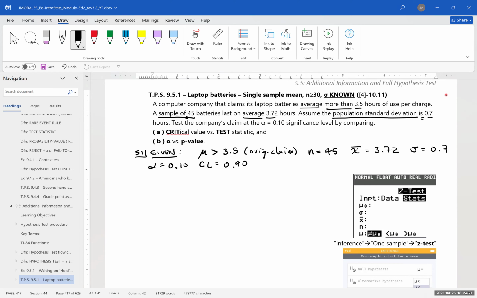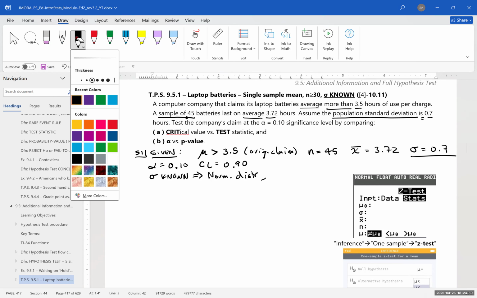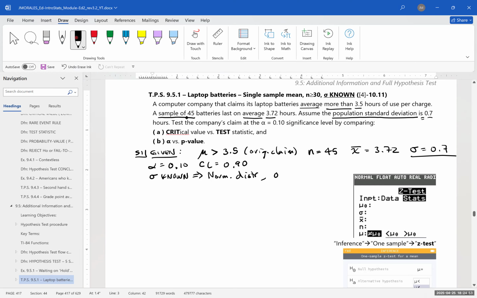Now, the thing to point out here is that the population standard deviation is known. We were told what it was. So this is going to imply that we're using a normal distribution. And this is also one with one sample mean.